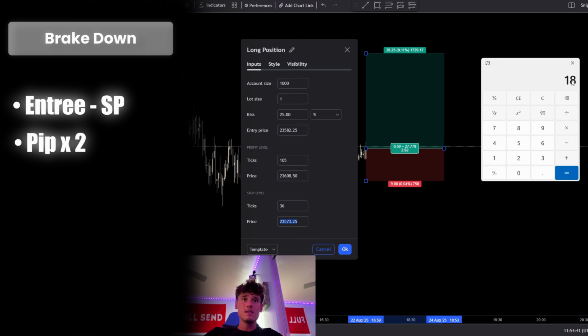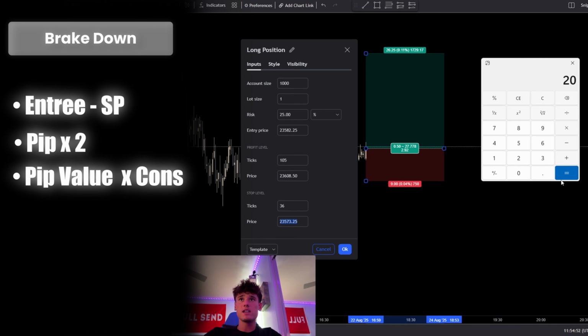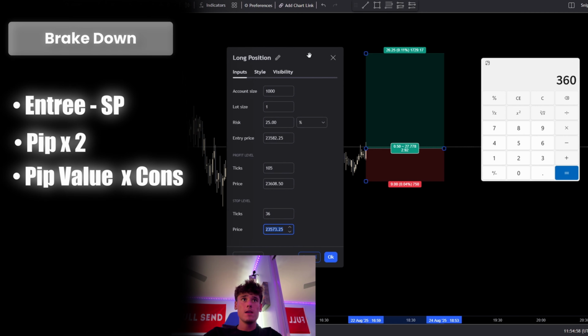Now, with 18, we're going to take how many contracts do we actually want to play on the market? Well, let's say since on MNQ, we have a total of 50 contracts. Let's say you want to play 20 contracts. We're going to be risking $360 on this trade right here. So that's honestly as simple as it gets.